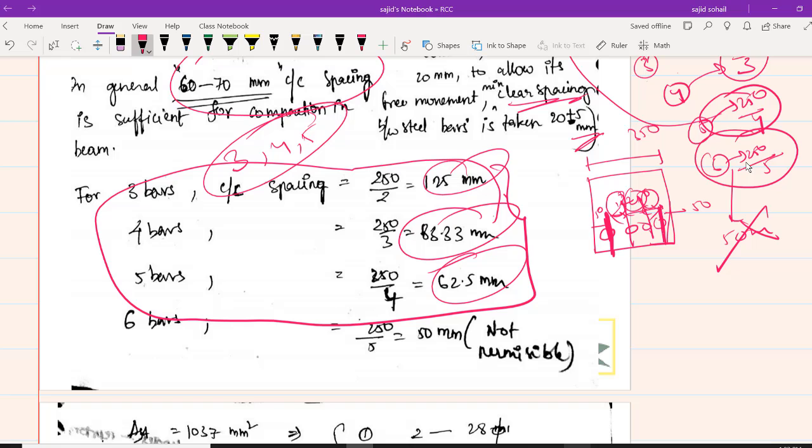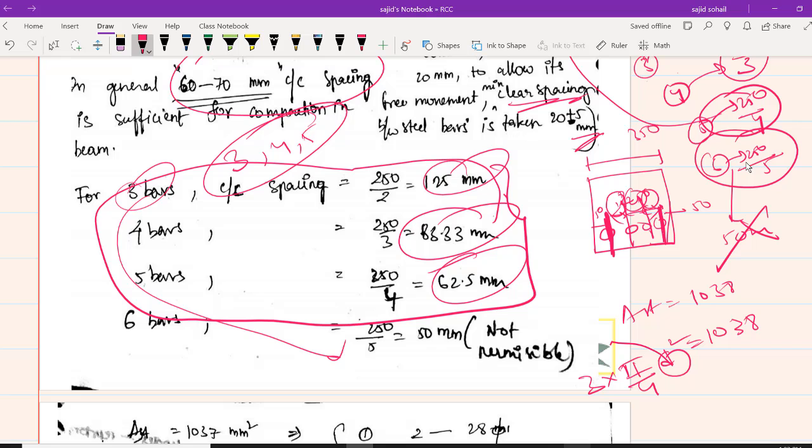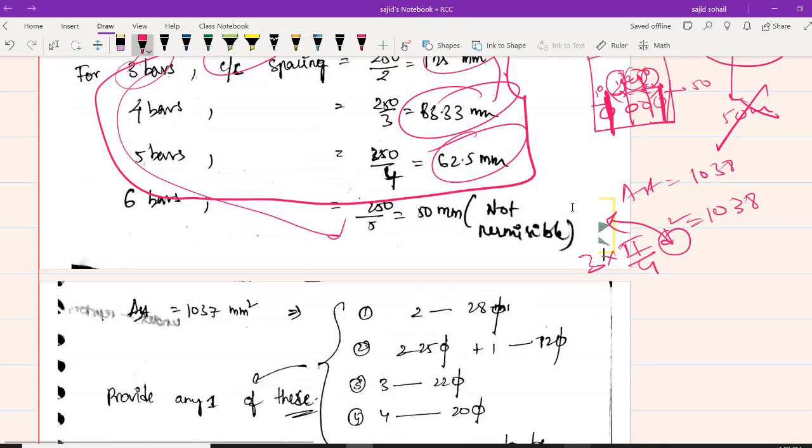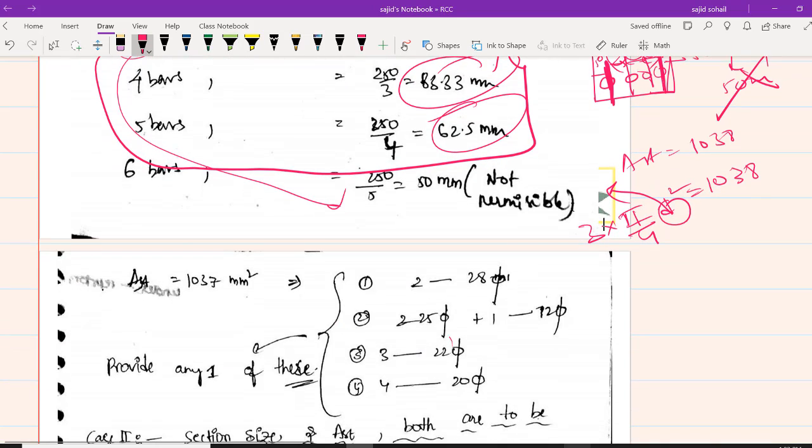Now if you are providing 3 bars, how much should the diameter of the bar be? AST कितना है? 1038. If you are providing 3 bars, 3 into pi by 4 times the diameter square should be 1038. आपको diameter आ जाएगा. If you are providing 3 bars, you will be getting somewhere around 22 diameter. Let me cross check. Pi by 4 into d square is equal to 1038 by 3, right?